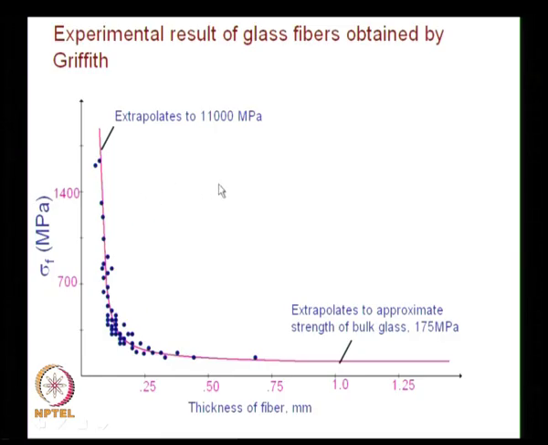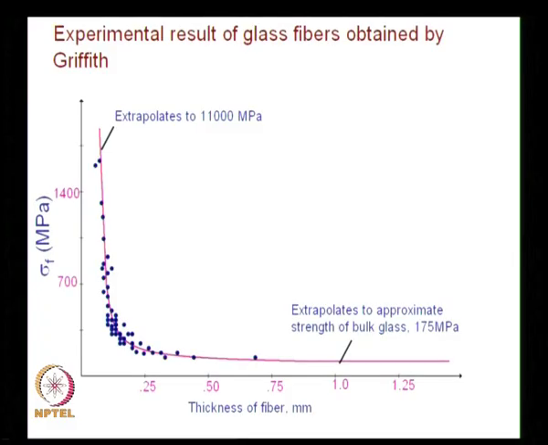So, what Griffith looked at was, in the case of glass fiber, the presence of cracks has diminished its strength. So, he was able to provide a rational explanation why, when the size of the specimen diminishes, the strength increases. I would like you to make a neat sketch of this graph. This is a very illustrative, very important observation by Griffith.